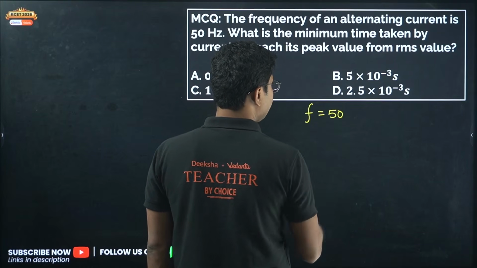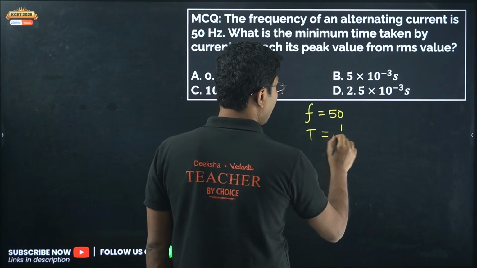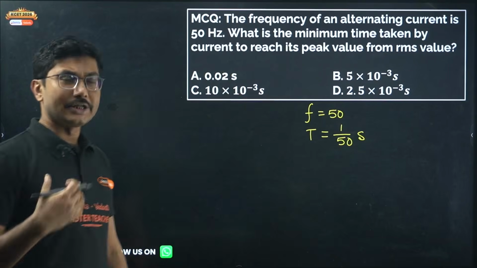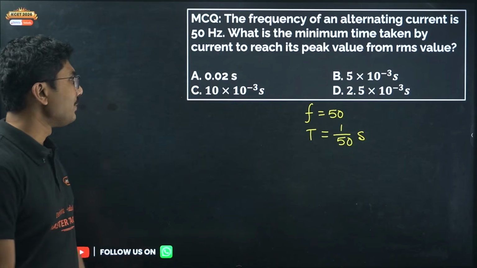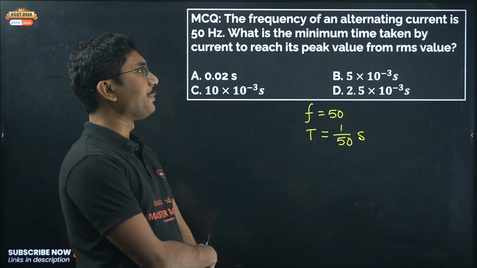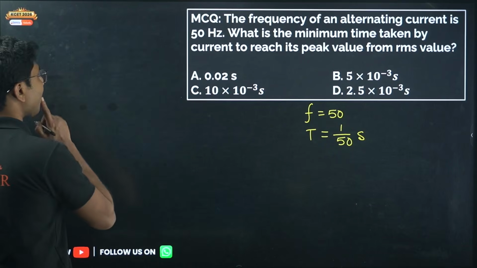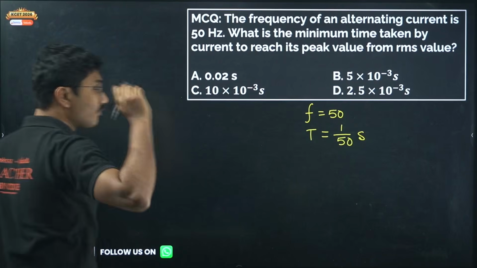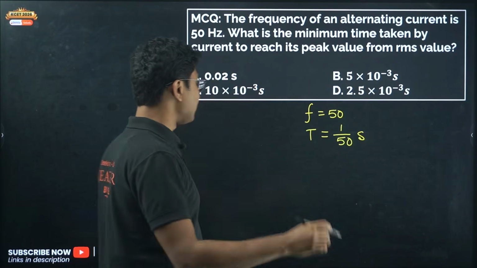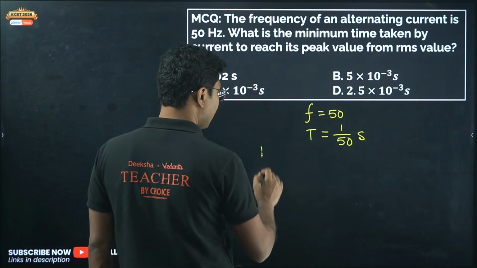50 Hz is the frequency. So the time period is 1/50 seconds. Completing one oscillation takes 1/50 seconds. What is the minimum time taken by current to reach its peak value from RMS value? So it is not from 0. If it were starting from 0, 1/4 of this time period would have been the answer.